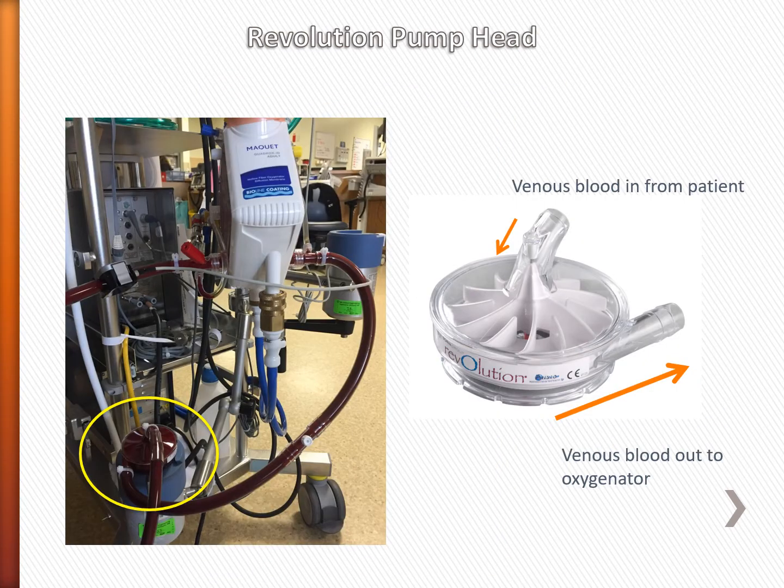Here we see the pump head. On the left is what it would look like when it's attached to a patient. Of course, it's full of blood. And on the right is what it looks like without blood in it. There are blades inside, which we call impellers. Those spin. The spinning motion pulls blood from the top and pushes it out the side.